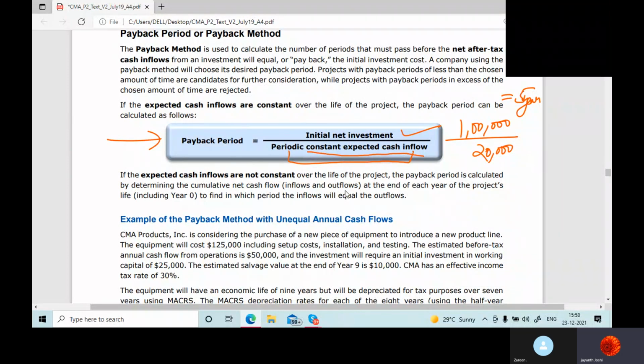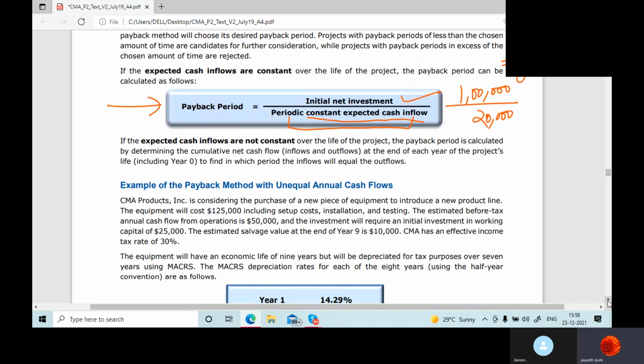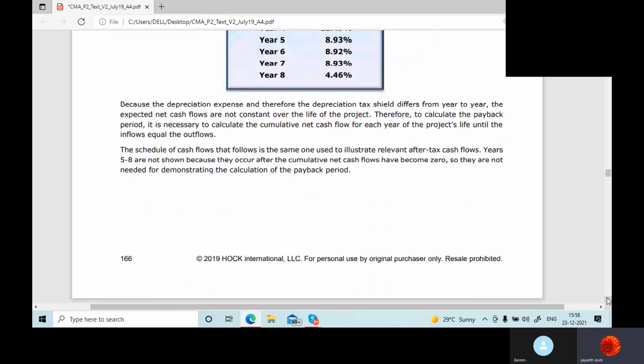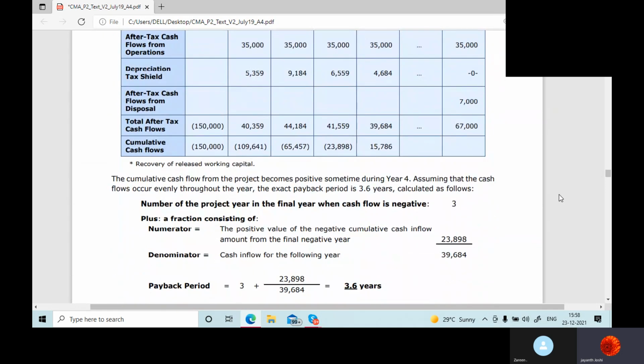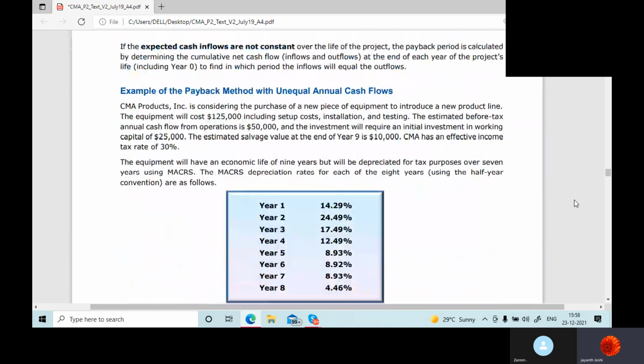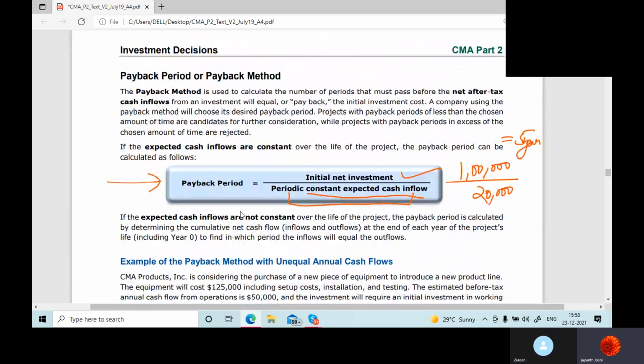Okay, this is when you have a constant expected cash inflow. But in my example, I did not take a constant expected cash inflow. I took cash inflows which are not constant every year. So we will also calculate how to find the payback in that case. Just write down this formula, and yesterday's data is coming into picture again, like a revision. If you have written this, shall I move forward? Yes, I have written.